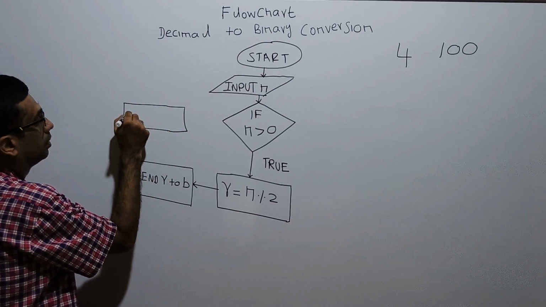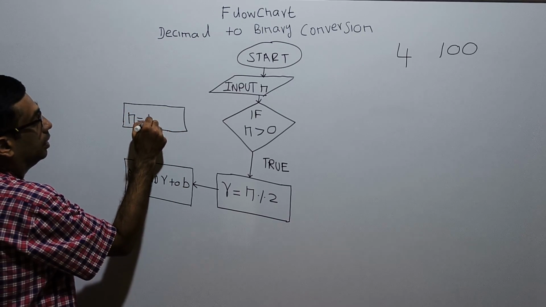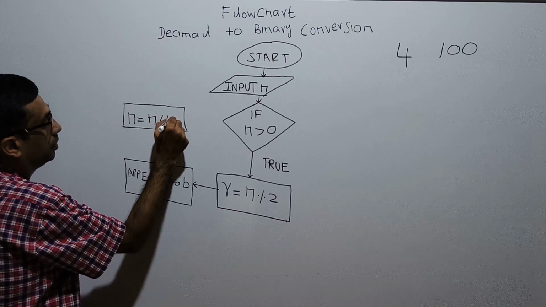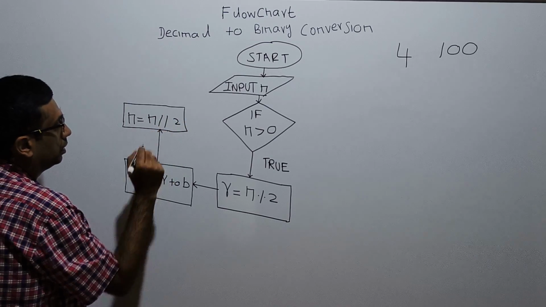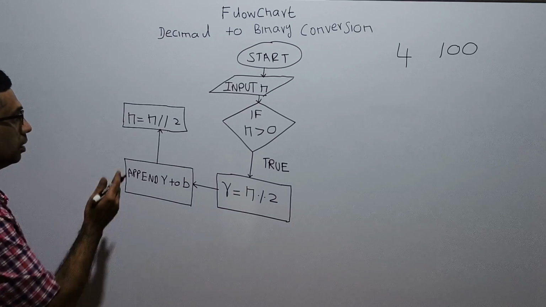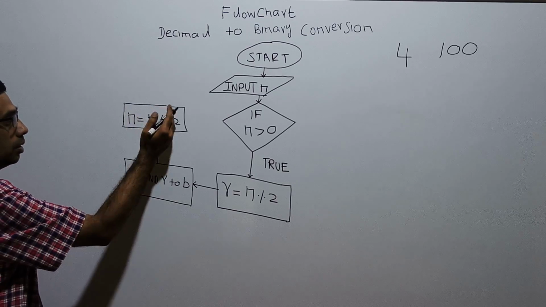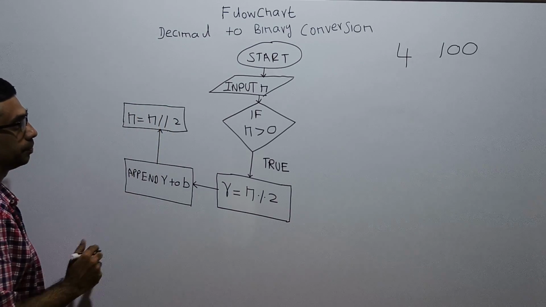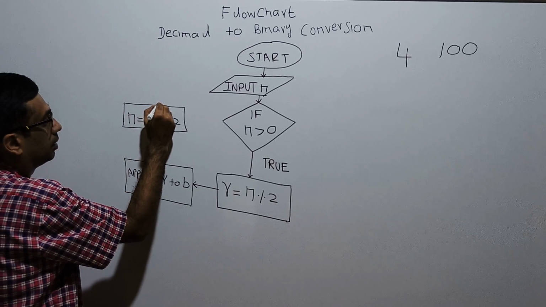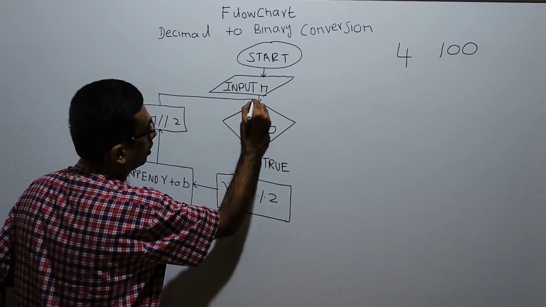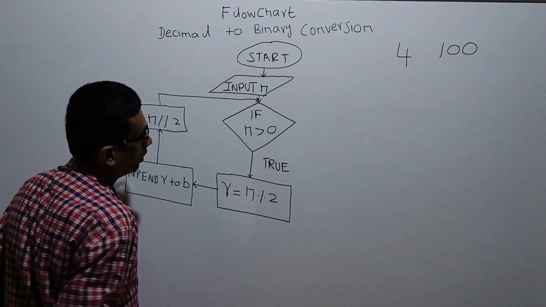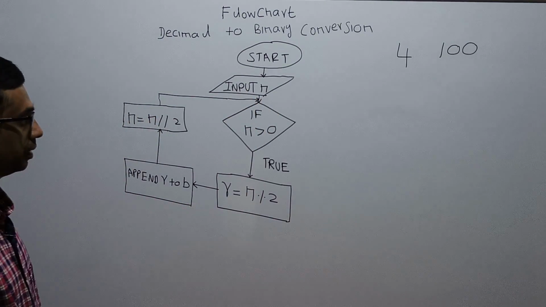Next step, n equal to n double slash 2, that is integer division by 2. N is divided by 2, the whole part will be stored, the fraction part will get omitted. Next, I am connecting the flow line back to the decision statement to check the condition again.